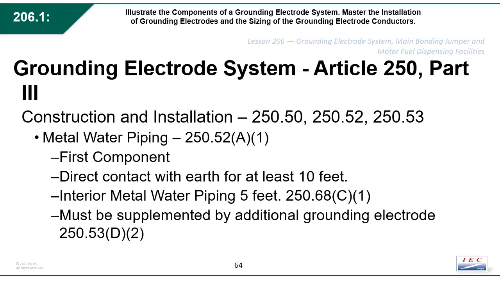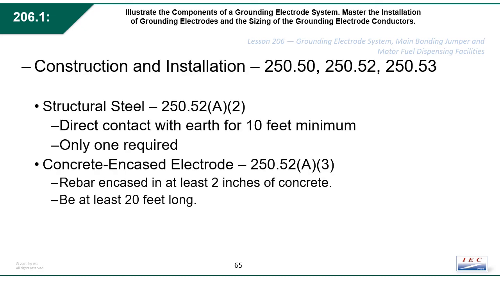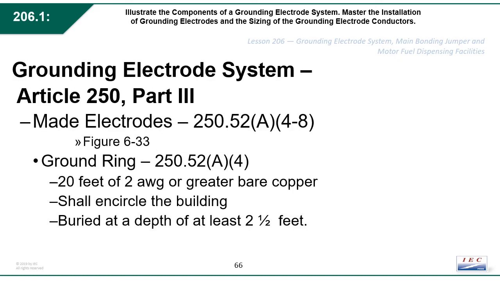Grounding electrode systems, it was right, 250.50, 52, 53 for metal water piping, interior metal water piping, etc. Structural steel, 250.52. Concrete encased electrode, 250.52A3. Just going to give you the code references here so you know where to look answers up and you know where to find your information. Made electrodes found in 250.52.